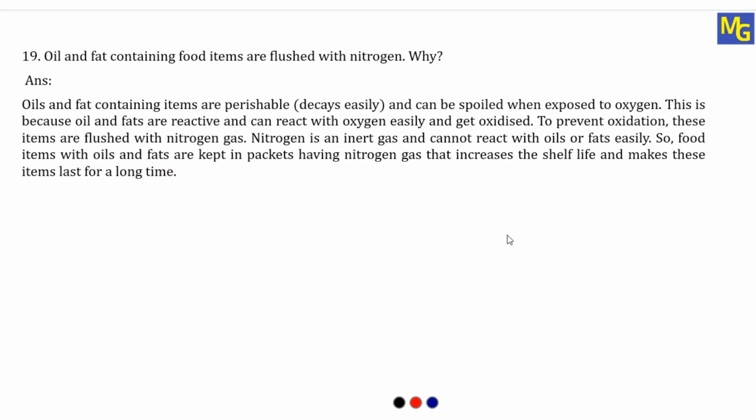Question number 19. Oil and fat containing food items are flushed with nitrogen. Why? So see the question. Oil and fat containing food items are flushed with nitrogen. So whichever food items have oil or fat, before storing them, they will be flushed with nitrogen.